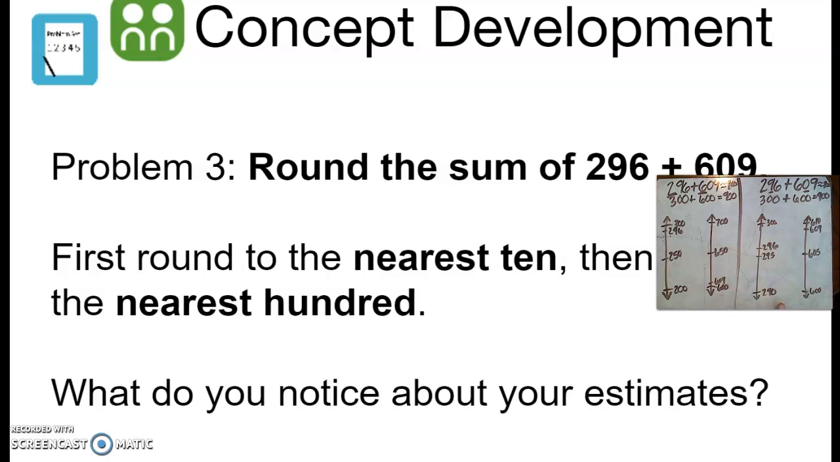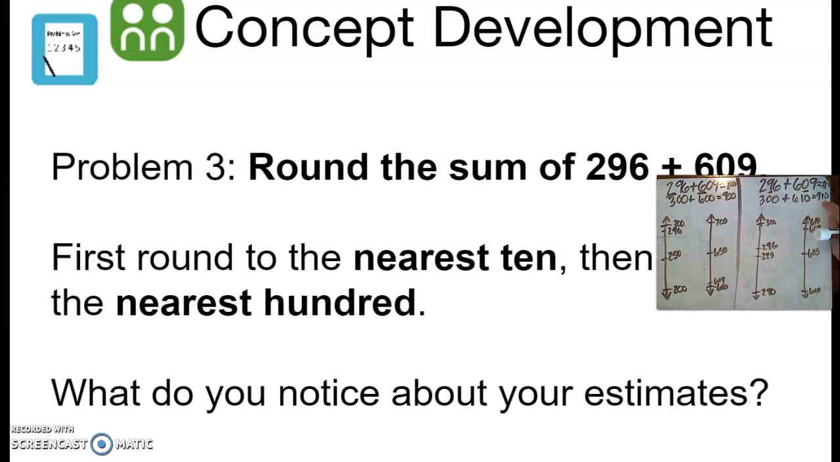Now, if I go ahead and start rounding to my closest 10, 296, using my number line, is still closest to 300. 609, using my number line, is closest to, this should say 610, which means this should be 910. Woo, man, mistakes happen, right?